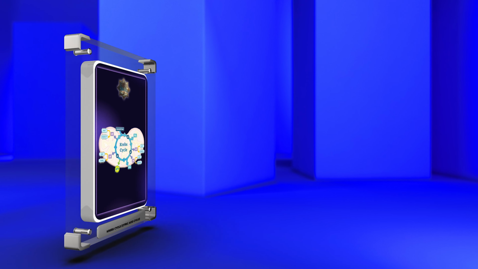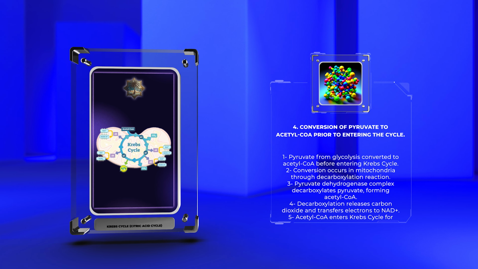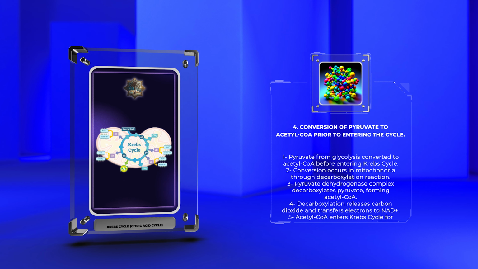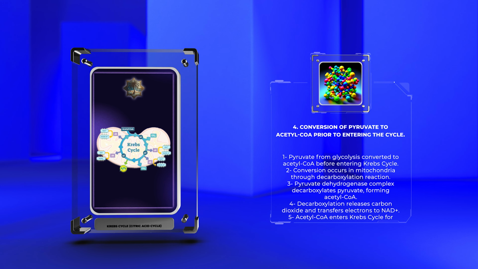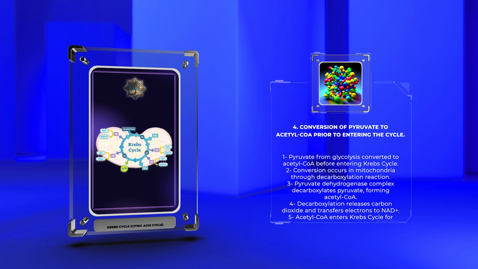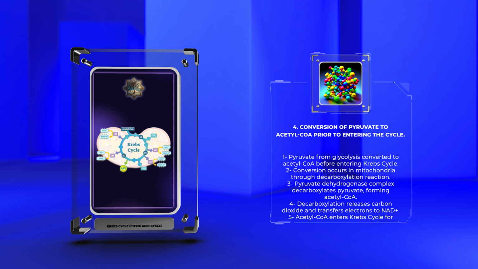Before entering the Krebs cycle, pyruvate, produced through glycolysis, undergoes a series of reactions to convert it into acetyl-CoA. This conversion occurs in the mitochondria, where pyruvate is first decarboxylated by the enzyme pyruvate dehydrogenase complex, resulting in the formation of acetyl-CoA. This decarboxylation reaction releases carbon dioxide and facilitates the transfer of electrons from pyruvate to NAD+, forming NADH. The acetyl-CoA thus formed can readily enter the Krebs cycle to initiate the energy-generating reactions.